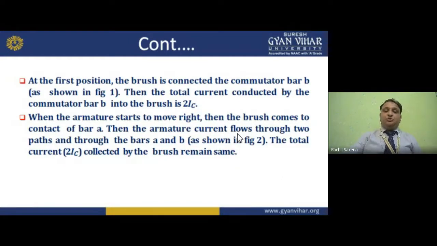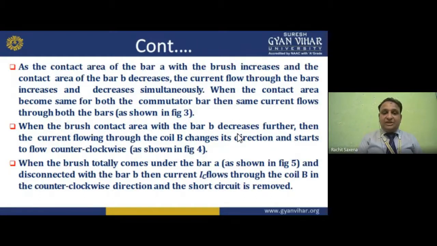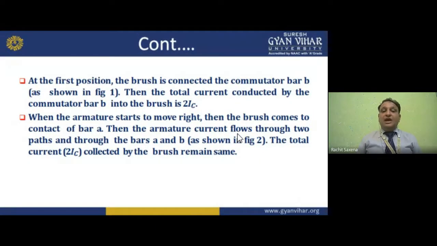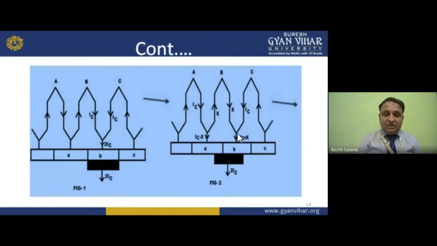Now see, at the first position, the brush is connected to the commutator bar B as shown in figure 1. The total current collected by the commutator bar B into the brush is 2 IC. Now see, C is connected here. It is in the same direction, so the brush will come here. Now the direction of the current will here be opposite, but now it is the same.